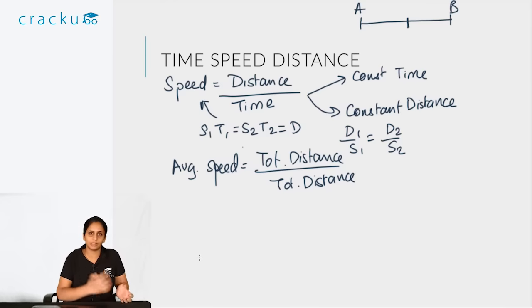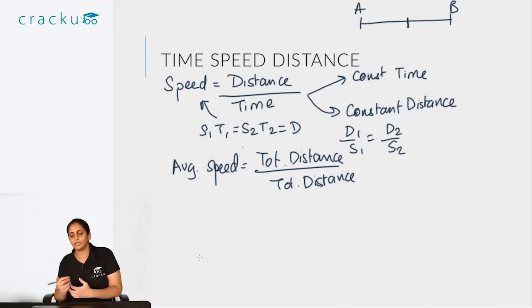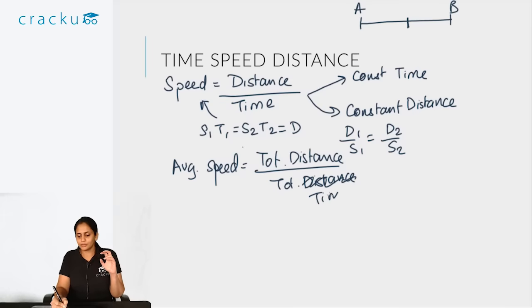So because that is different, there are different formulas for calculating average. In one case, you have an arithmetic mean. In another case, you have a harmonic mean. So forget all of that. Just remember that average speed is total distance by total time. So first you will have to calculate the total distance covered and the total time taken. Total distance by total time is the average speed.